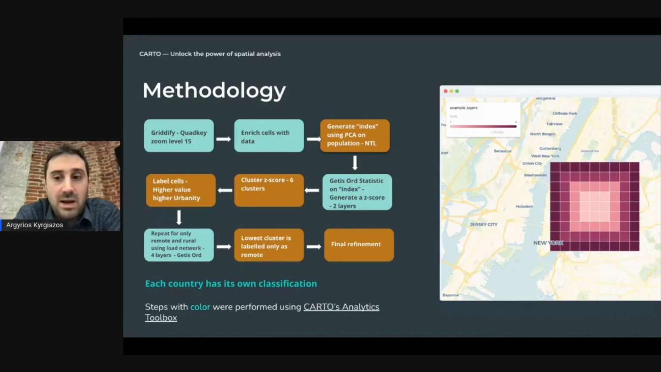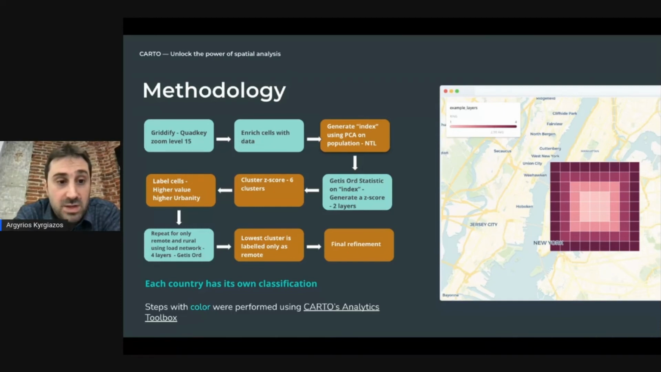And then some final refinement on the cells, making sure that if you have one cell and all the surrounding cells have the same label, and the one in the middle has a different value for any reason, everything is consistent. So we had to change the value of the cell in the middle to the one of the surroundings. That was the final refinement.